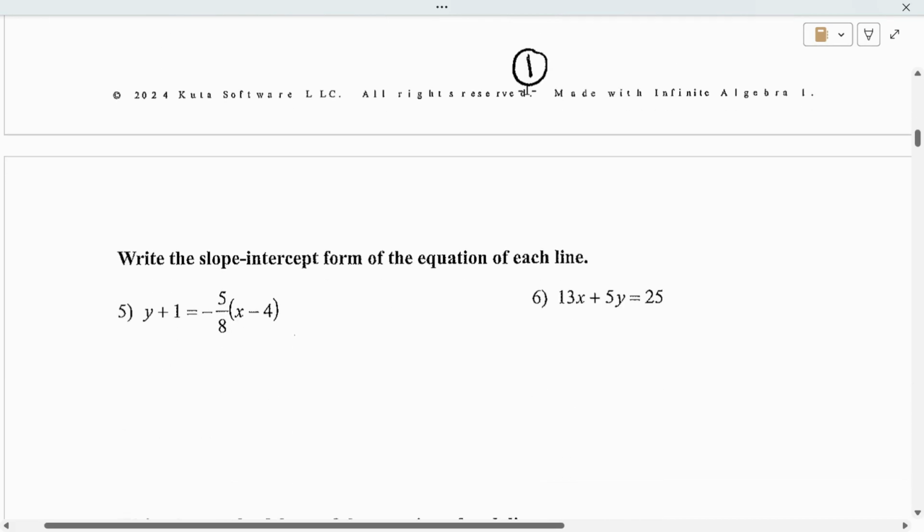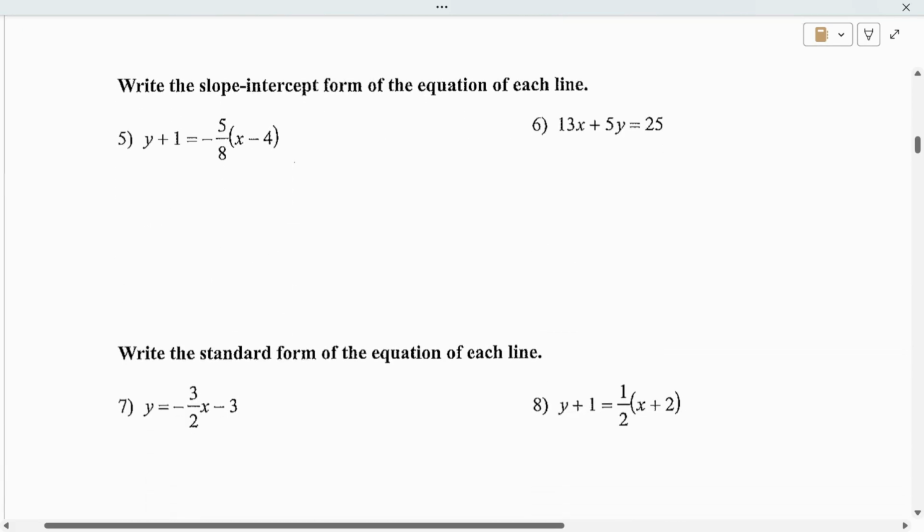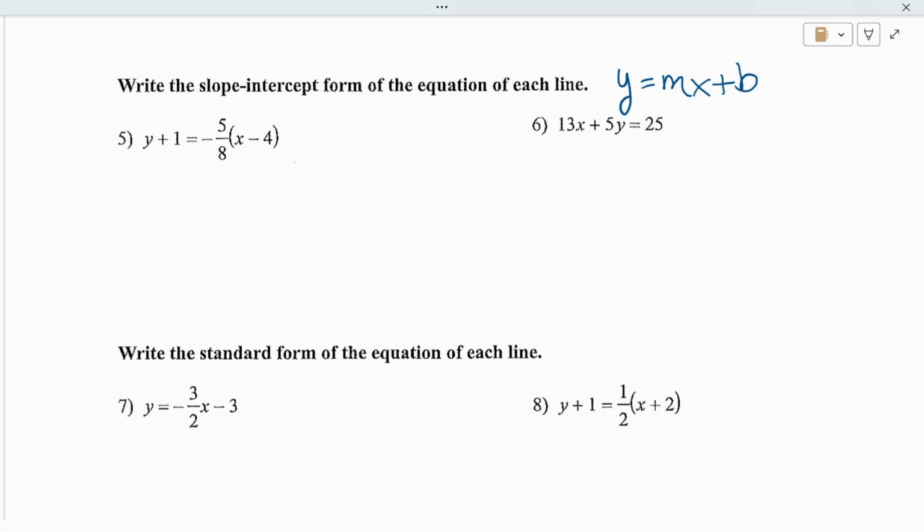Okay, next one. Write the slope-intercept form of this equation. Slope-intercept form is this: y equals m times x plus b. So we're basically, did it say write the slope-intercept form? That is so funny. I put these in standard form. That's hilarious. Okay, so we're just finding the slope-intercept form. So I'm going to, first of all, yeah, I have to distribute.